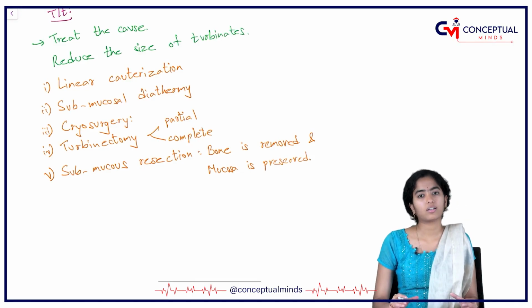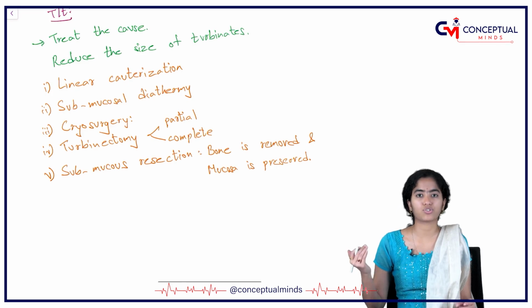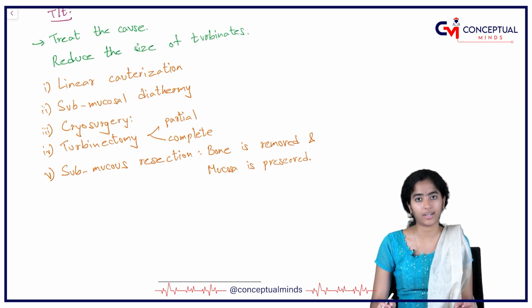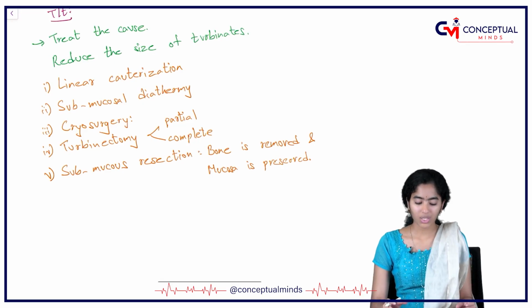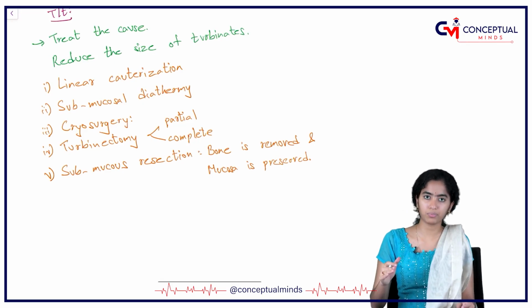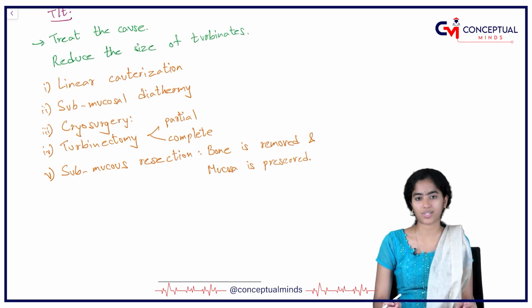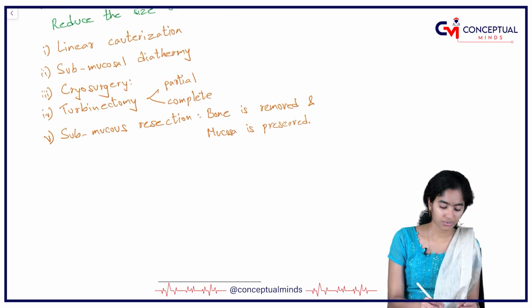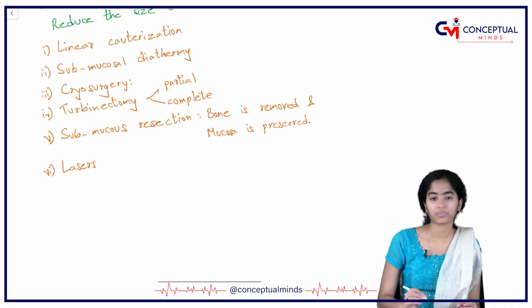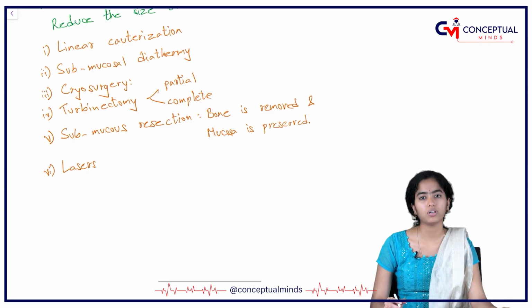Because mucosa is the tissue that performs all the physiological functions of the nose, regulation of the inspired air, conditioning of the air, all these functions are done by mucosa. So, mucosa is very important. So, what we do is we preserve the mucosa, go inside and remove only the bony part. So, submucous resection can also be done, and of course, lasers are also being used to remove the turbinates, to reduce the size of the turbinates.